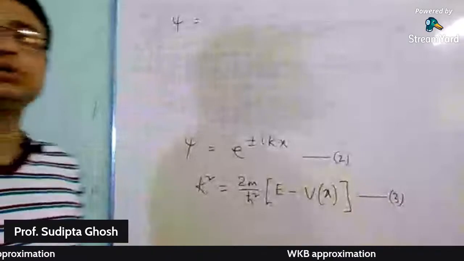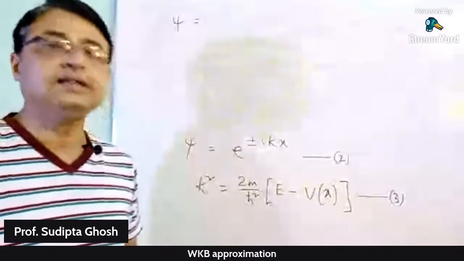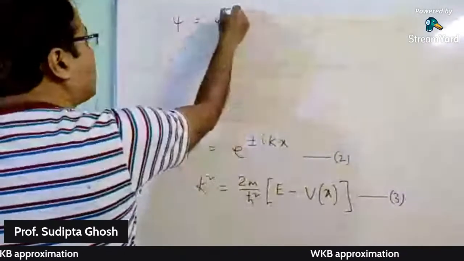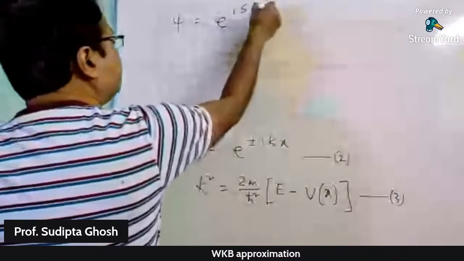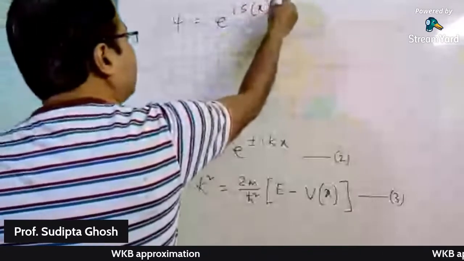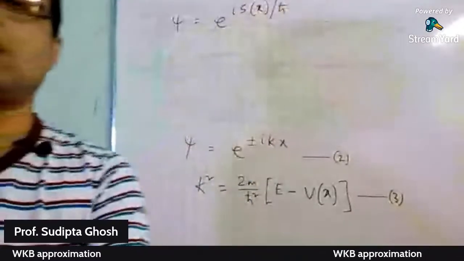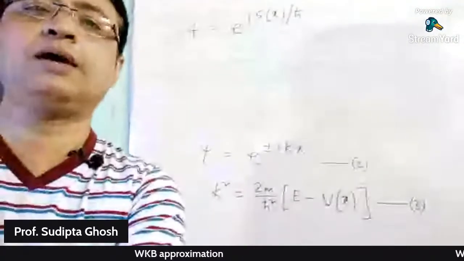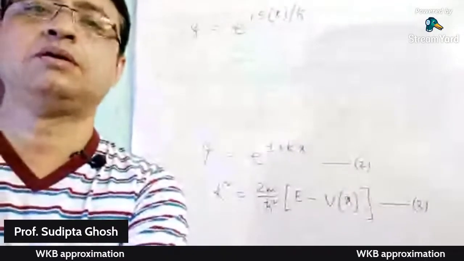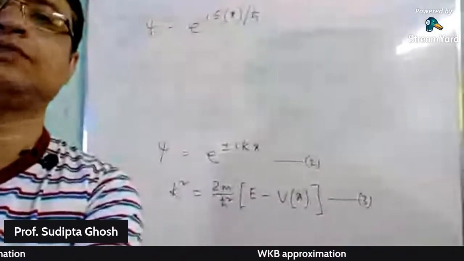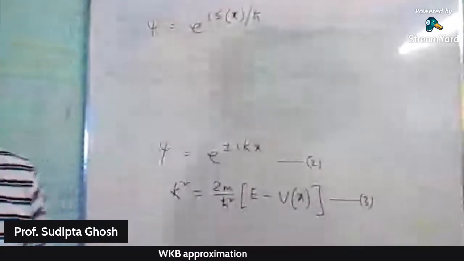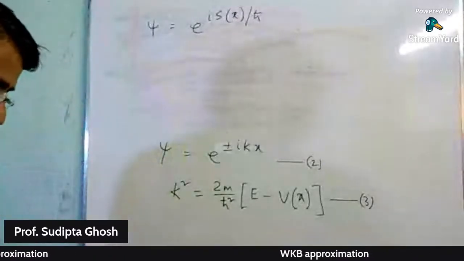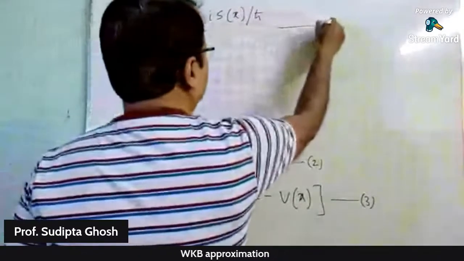So writing the solution of Schrodinger's equation in the following form, the form is psi equals e to the power i s(x) by h cut. This is the form I have taken for the solution of the equation, that is psi equals plus minus e to the power i s(x) by h cut. This is our equation 4.